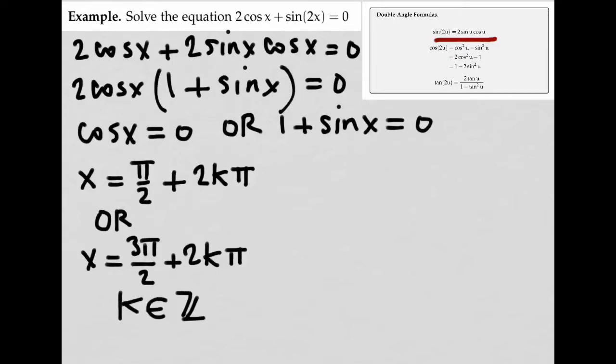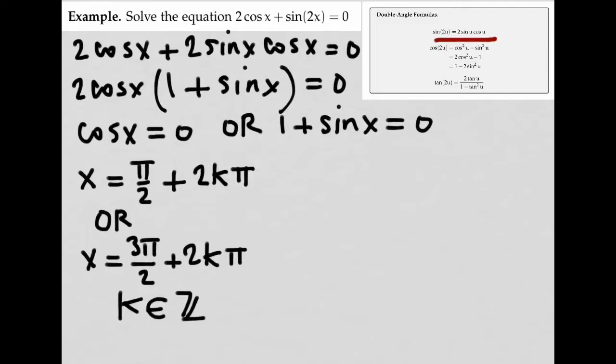Now you may be wondering, why did I add the 2k pi? Well, remember that the cosine function, cosine x, is periodic with period 2 pi. So every time I add an integral multiple of 2 pi, I wind up at the same point. So this means if pi over 2 is a solution, then pi over 2 plus 2 pi is a solution. Pi over 2 plus 4 pi is a solution, and so on. That's why I added the integral multiples of 2 pi to my solutions.